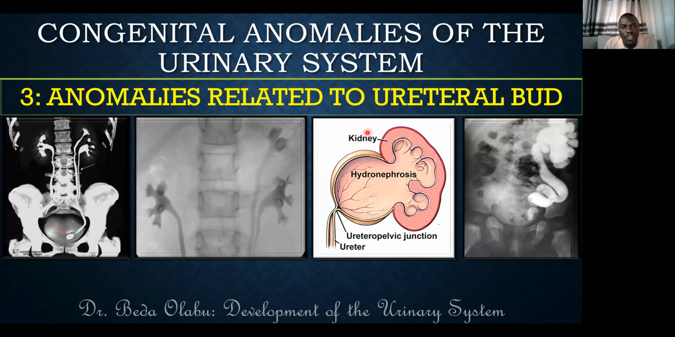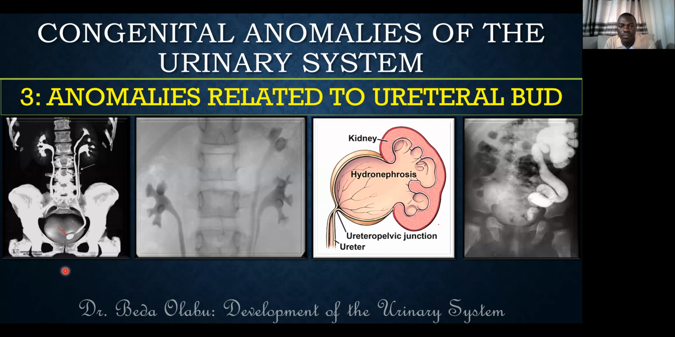Then we have this entity, anomalies related to the ureteral bud. We've agreed that the permanent kidney arises from two sources, the metanephric tissue and the ureteral diverticulum, or the ureteral bud. So these are malformations related to the differentiation of the ureteral bud. Florence, the first one is yours. What do you see?